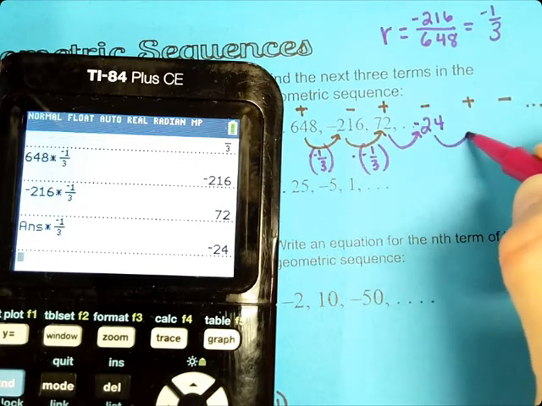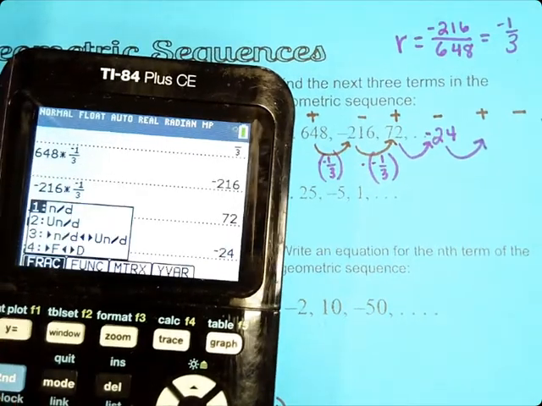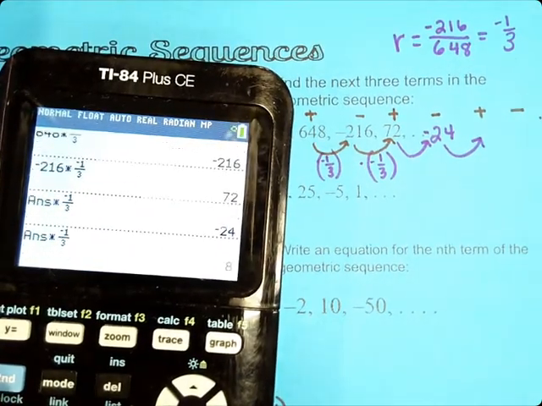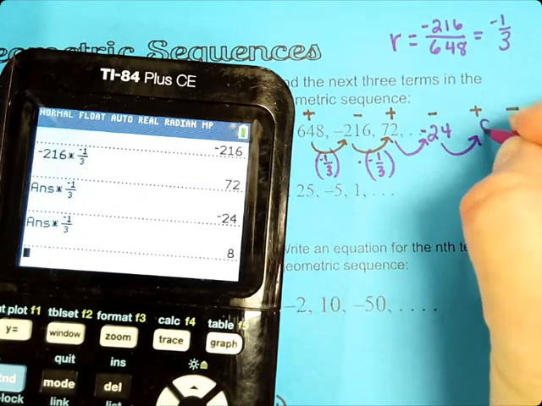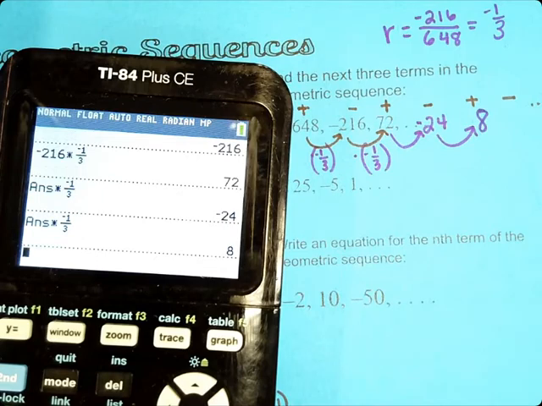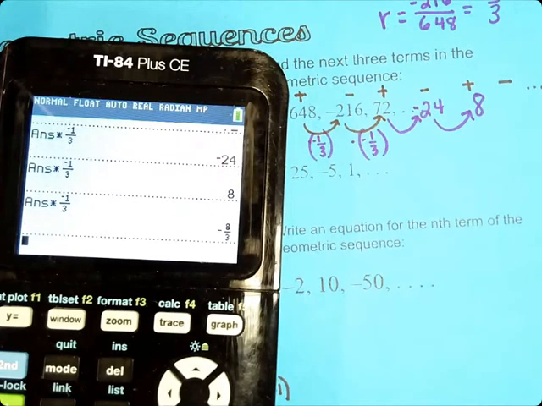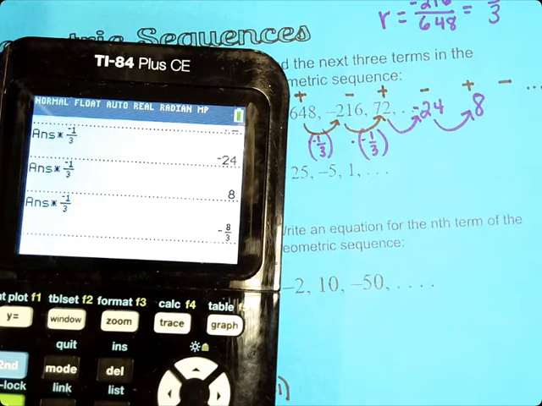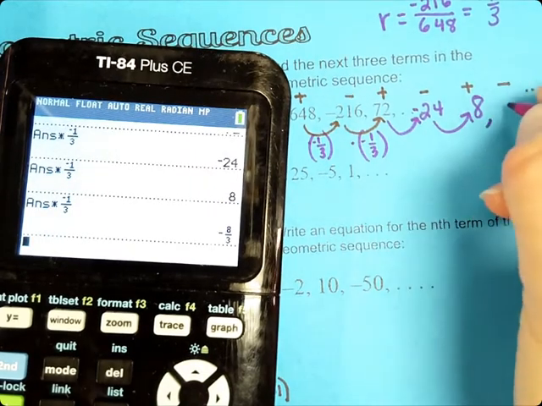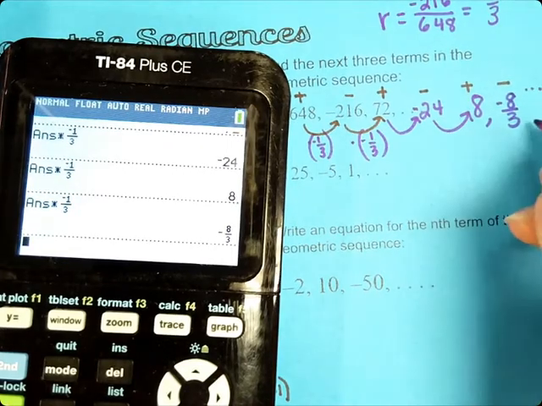Keep on following that same pattern. So times negative 1/3, positive 8. And then since I put in what I did previously, I can just hit enter. Y'all watch my calculator. Once I hit enter, it's going to multiply 8 times negative 1/3 without me even putting that in. And so our final term for our next three terms is negative 8/3 and then dot, dot, dot.